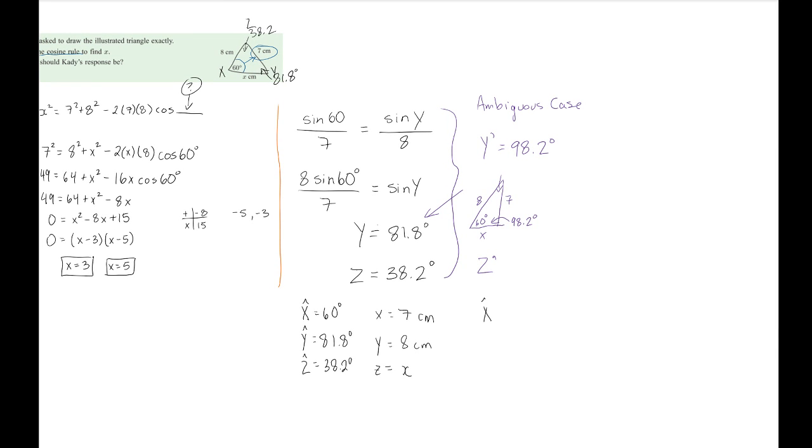In the other triangle, though, I have this, and different angles for Y and Z. So X is 60, Y in this triangle was 98.2, and so Z I didn't actually solve for yet.